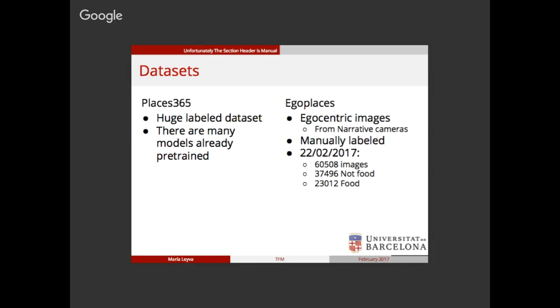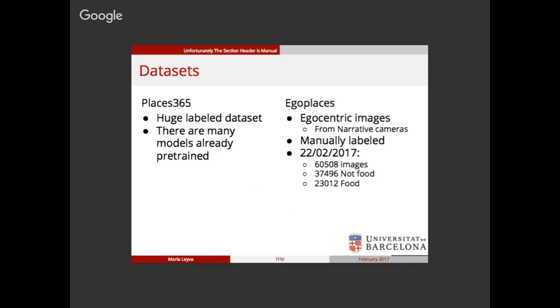I am working with two data sets. The first of them is Places 365. It is quite known, it is huge, it is labeled, and it is very well known, so there are many models already pretrained on it, and there are a lot of papers and a lot of proposals and a lot of information.